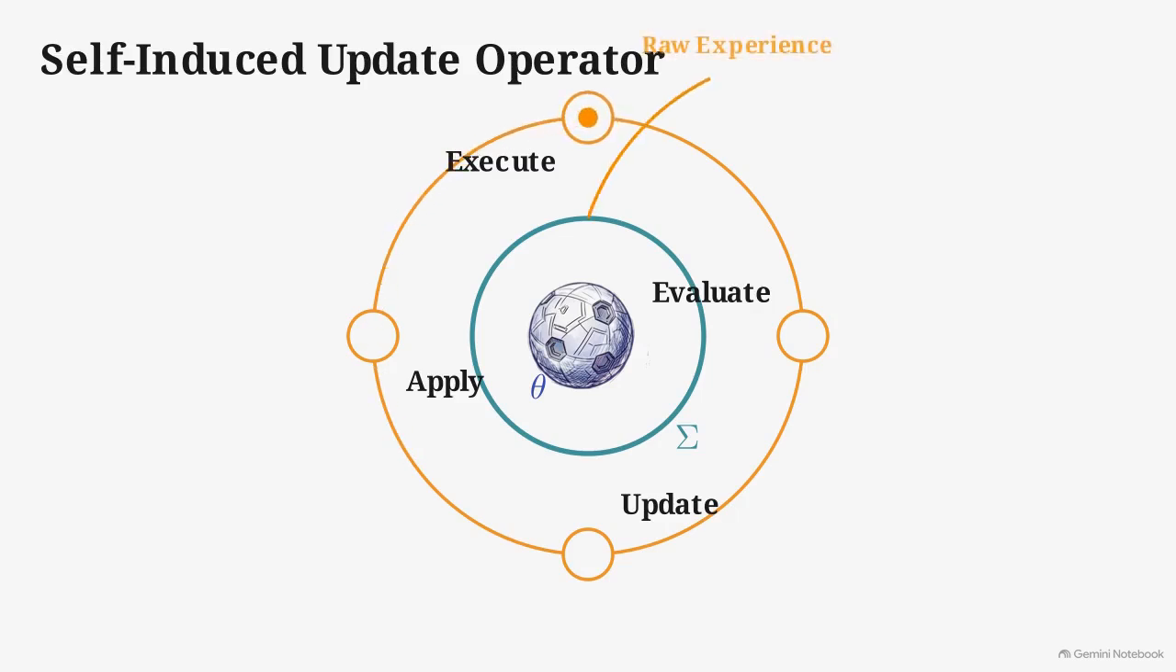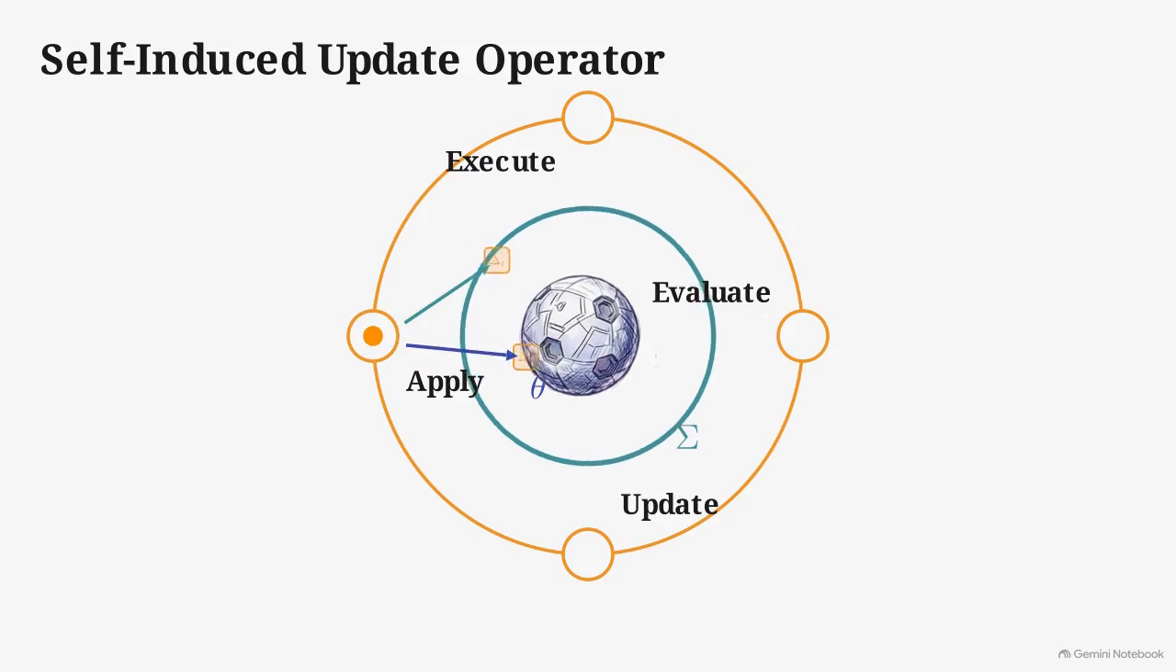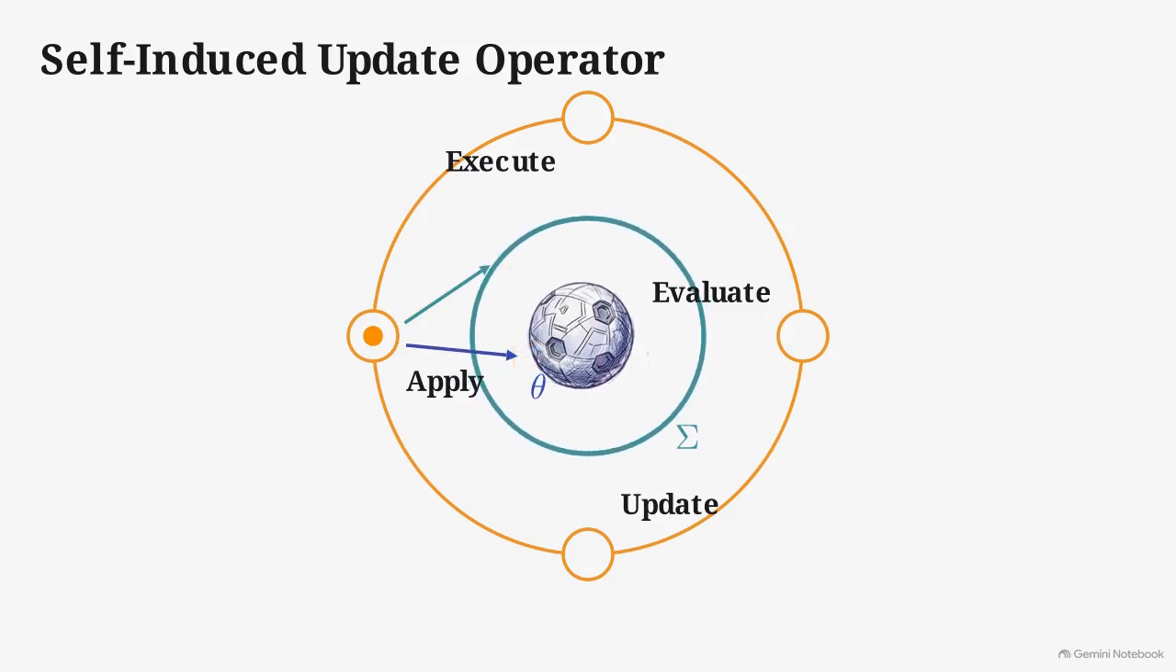The process follows 4 phases. First, the agent executes a task in its environment to generate raw experience. Second, the system evaluates that experience to extract a quantifiable signal, defined as S sub t. Third, based on that signal, the update operator proposes a specific structural or mathematical change, known as the delta. Finally, the system applies the delta. As the diagram indicates, the change is committed to either the theta core or the sigma scaffold.